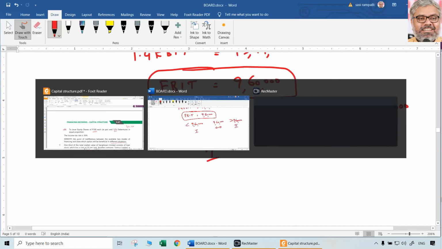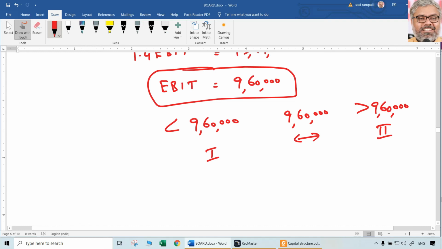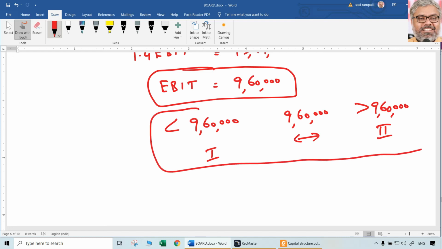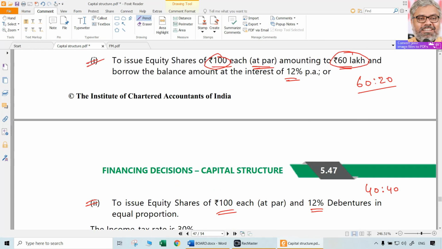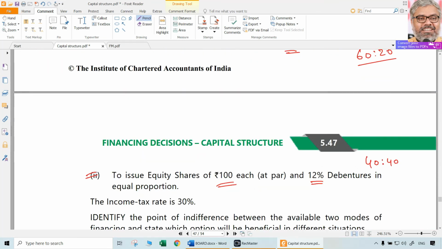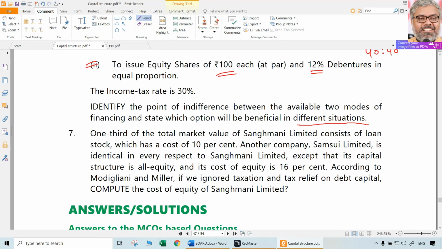It gives financial leverage and it gives more return on equity. That happens only when EBIT is more. More than how much? More than the indifference point. So this is the conclusion that we can draw. At different situations, which plan is better? That's what is asked. That is question number 6. These are the various questions. The 7th question we have already solved earlier.